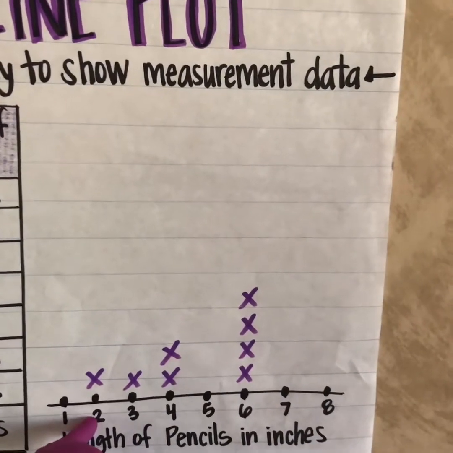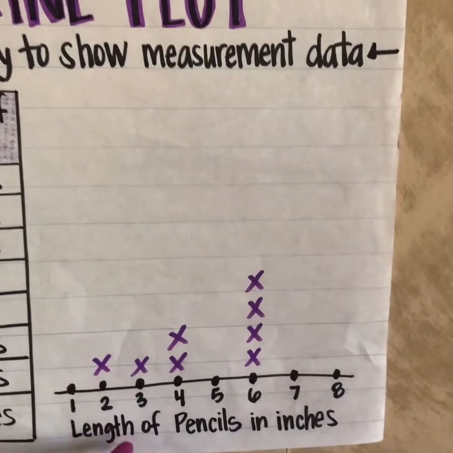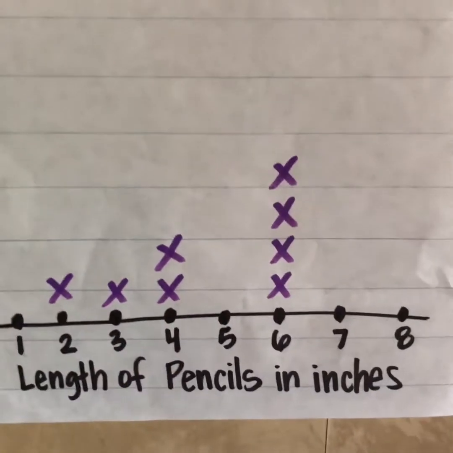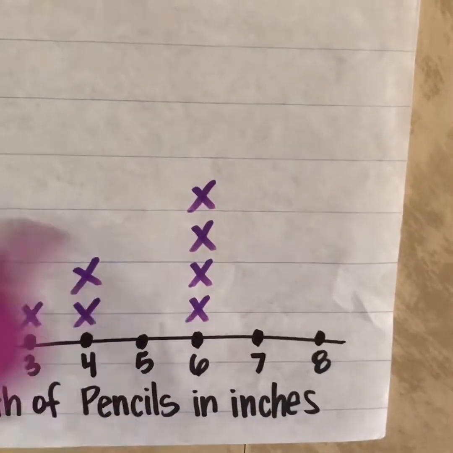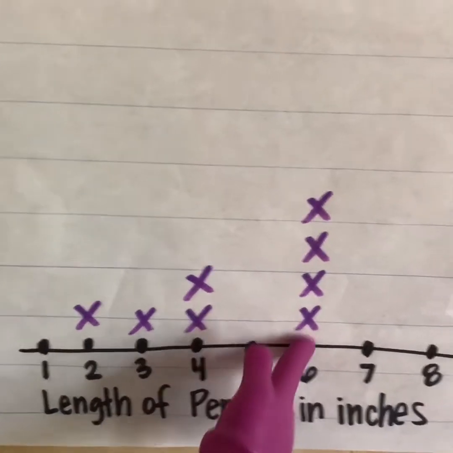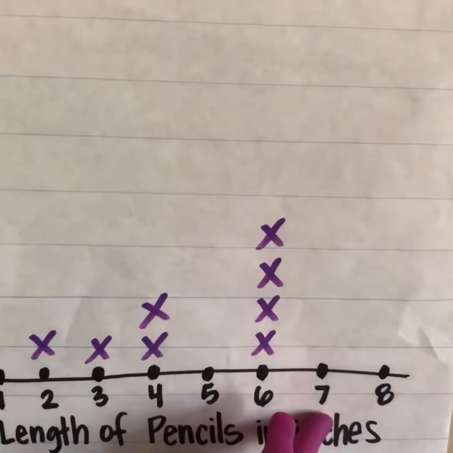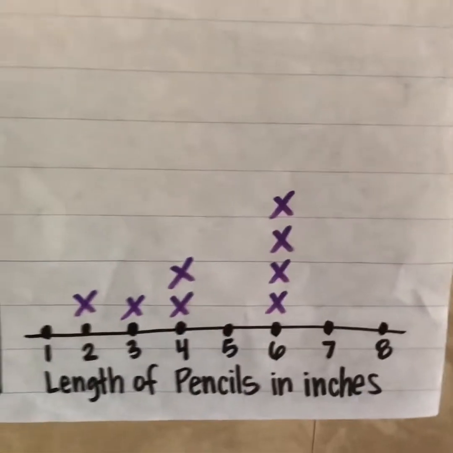You can see that one person had a 2-inch pencil, that's really small. One person had a 3-inch, 2 people had a 4-inch pencil, no one had a 5-inch, as well as no one had a 1-inch, that's good. 4 people had a 6-inch pencil, and then no one had a 7 or an 8-inch pencil.